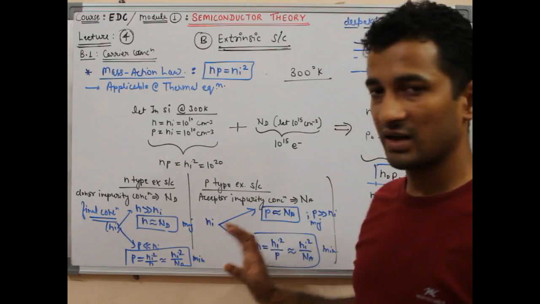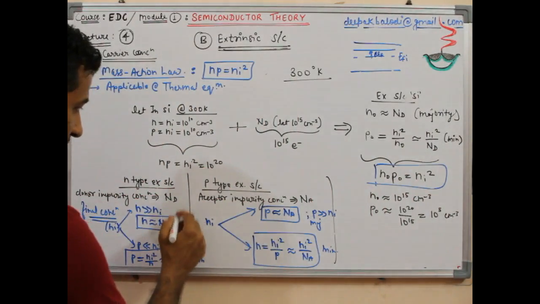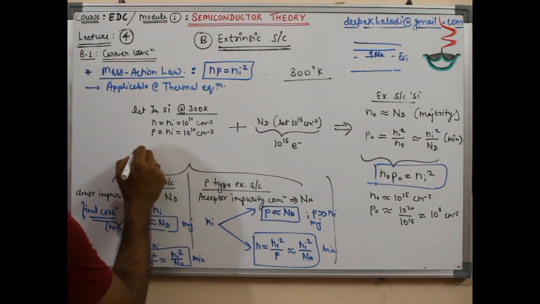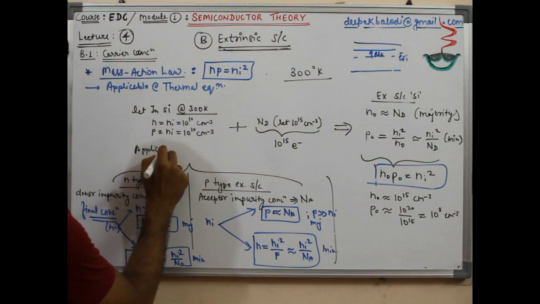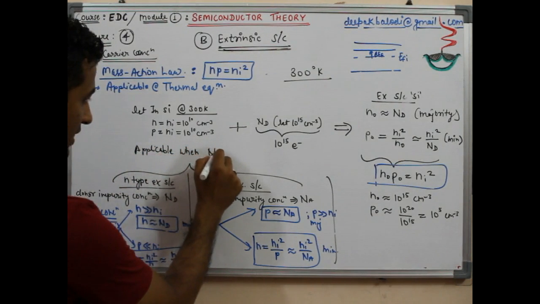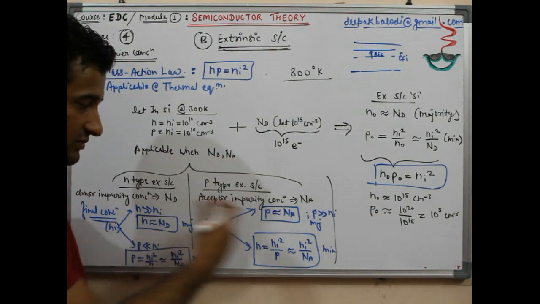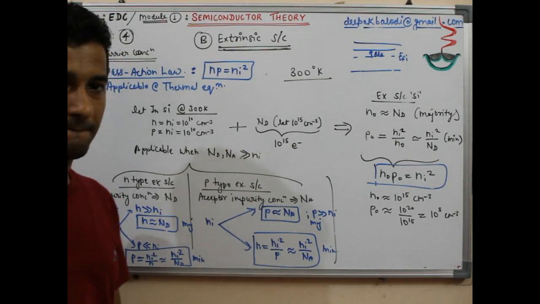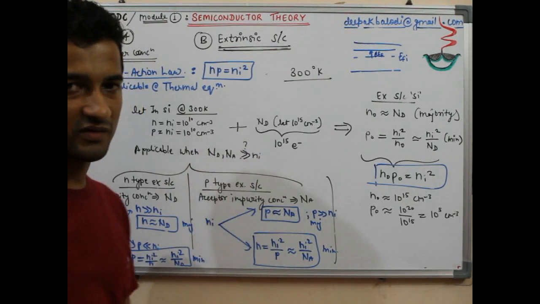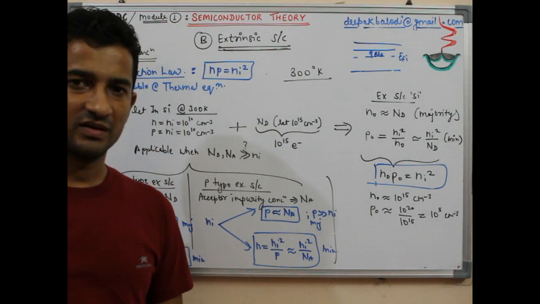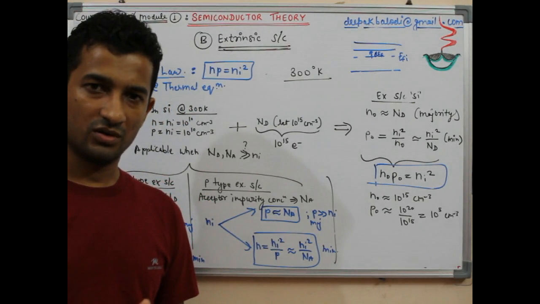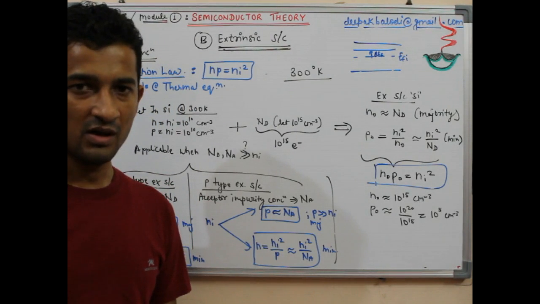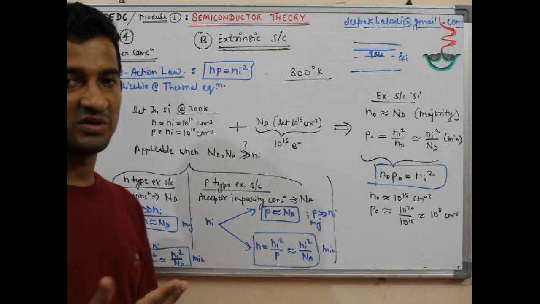So this case is only applicable, let me conclude, when ND or NA, either one of these, because these are two separate cases, is much greater than ni. Now how do we decide what is much greater? Generally in mathematics we know that if a numeric figure is at least two orders, or at minimum one order, greater than the other one it is added with, then we can consider the larger figure much larger than the earlier one.